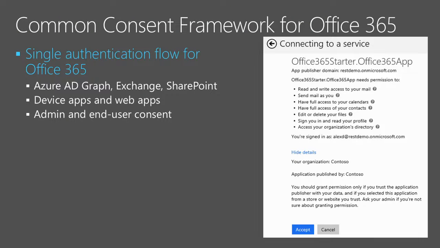And let me touch a little bit about the OAuth framework we're using. It's called Common Consent, and we call it Common Consent because if you as an app decide that you need to pull some information which is mail, calendar, contacts which reside in Exchange, and a little bit of the files information which resides in OneDrive for Business, we don't want to prompt the user multiple times to get their permissions, right?